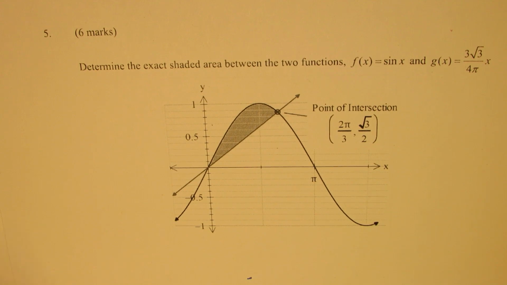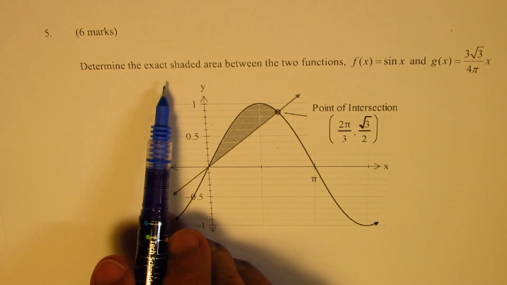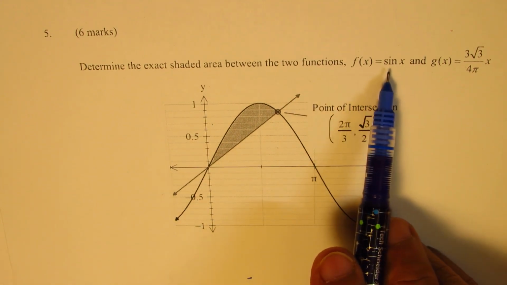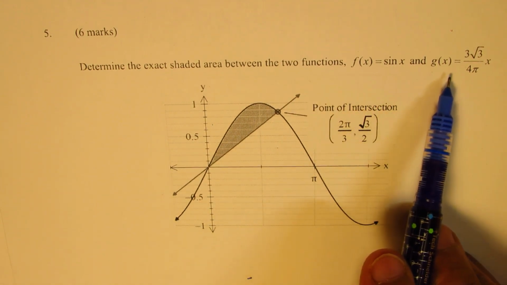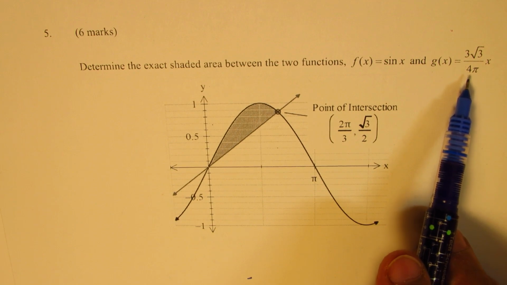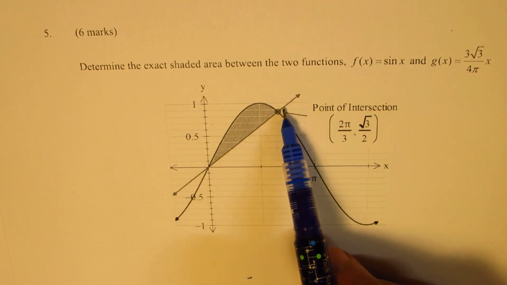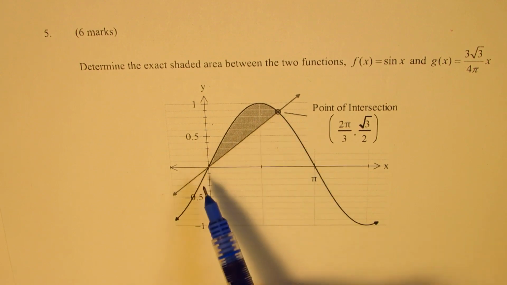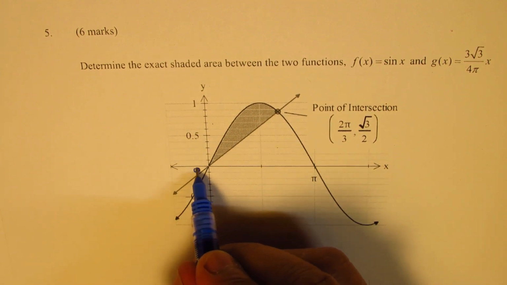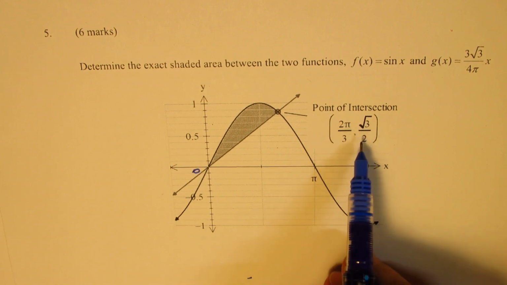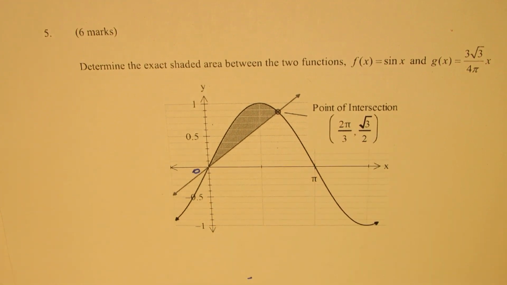Question number 5 here is, determine the exact shaded area between the two functions f of x equals sine x and g of x equals 3 square root 3 over 4 pi times x. We are given the points of intersection, so we don't really have to work out these points. One of them is 0, the other point is 2 pi by 3 with a y value square root 3 over 2. I'd like you to pause the video, answer the question, and then look into my suggestions.